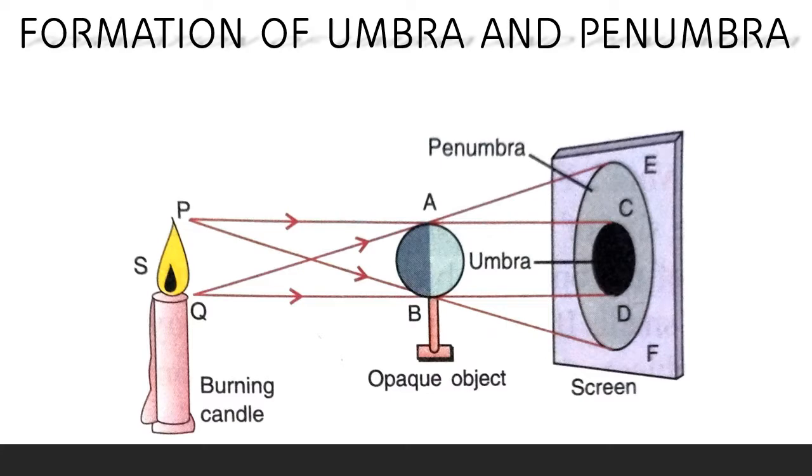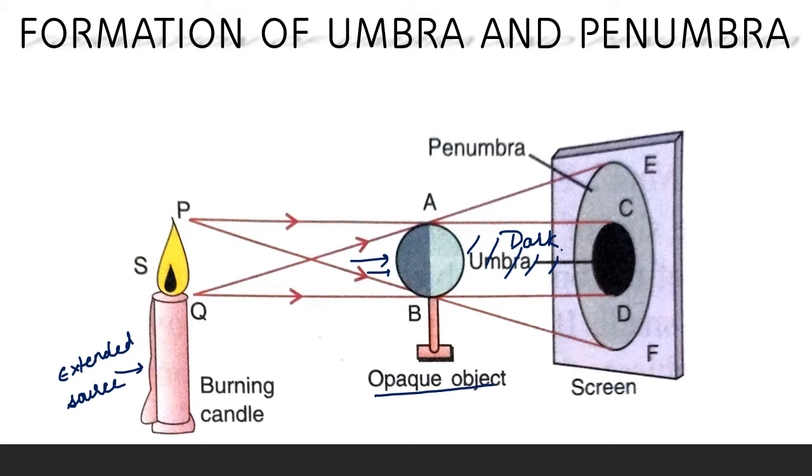To get umbra and penumbra both, we need an extended source of light. So you can take a candle or a torch. Now place an opaque object in the path of light between the source and the screen. Now observe the light rays. The center of the shadow is not receiving any light from the source. Thus it is completely dark.